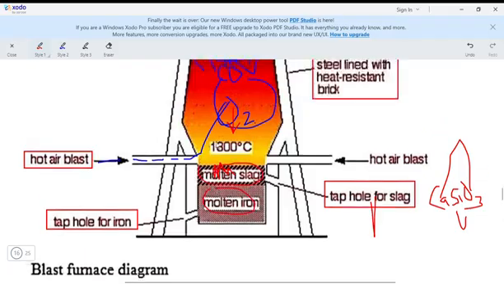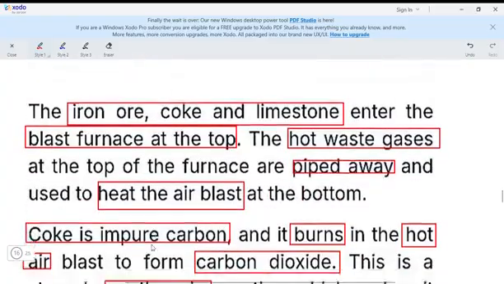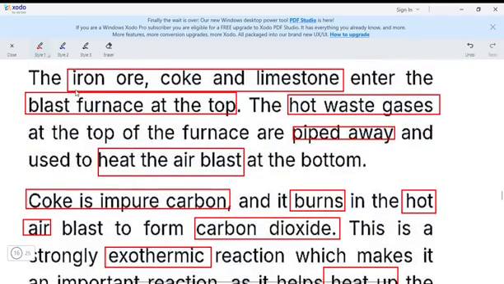After iron also has been reduced, iron is also coming down so that it can be tapped off from this place. So that's the blast furnace. All I've explained will just be repeated here: the iron ore, which is the iron oxide, the coke, which is the carbon, and the limestone, all of them will enter the blast furnace at the top. The hot waste gases at the top of the furnace are piped away and used to heat the air blast. That means like the carbon dioxide.